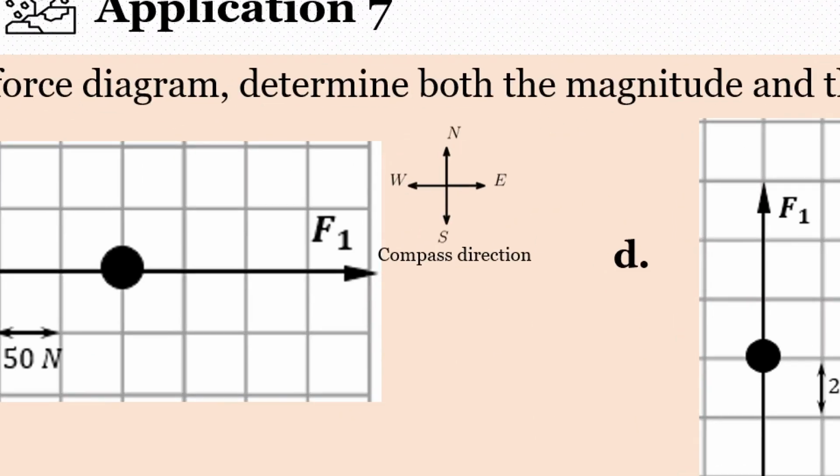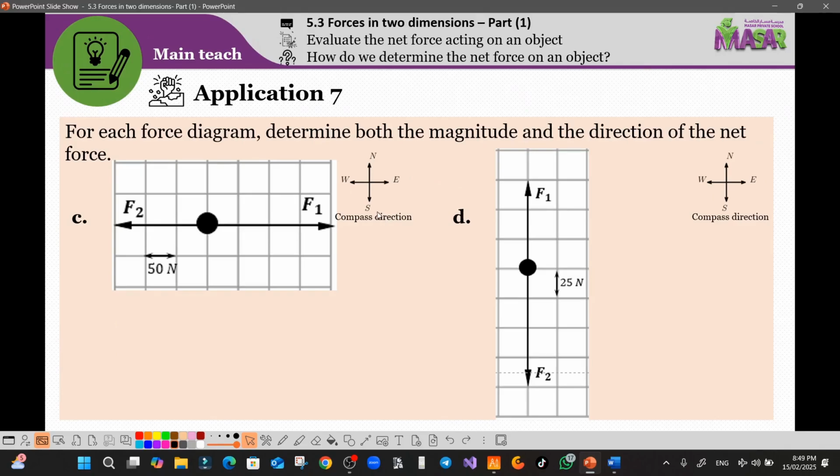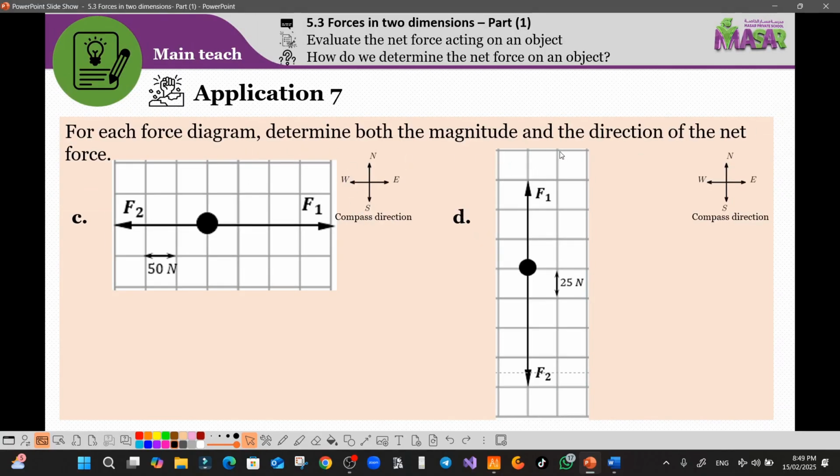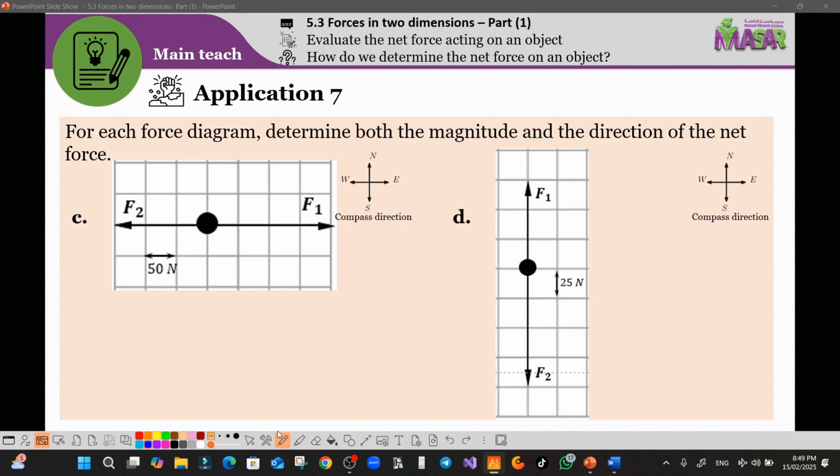Now, as you can see here in this part, we have the compass direction, which means the final answer should be expressed in the compass direction. For example, if the net force is pointed up, we will use instead of up, north. So instead of up, we will use north, and so on. Now here again, we need to find the magnitude and the direction of the net force. However, here we don't know what are the magnitudes for F1 and F2. So first we need to find F1 and F2.